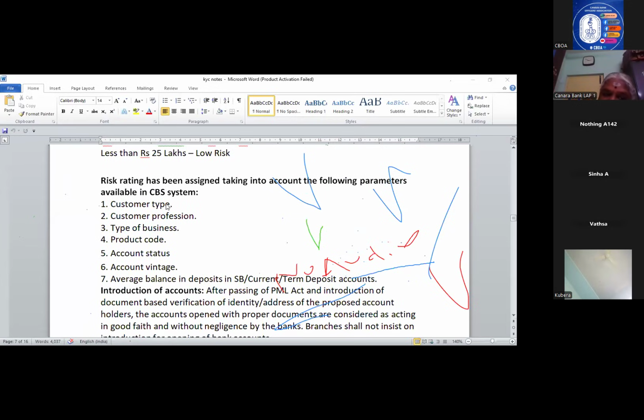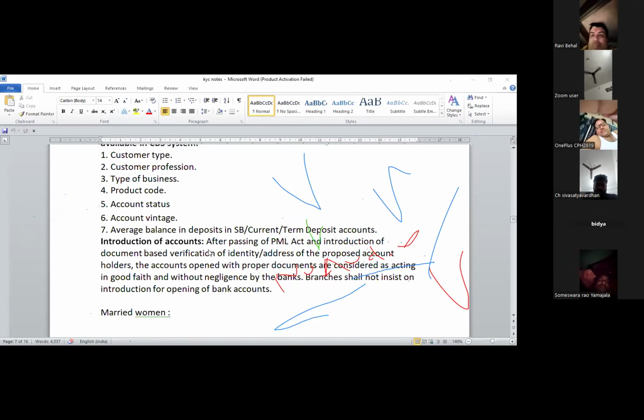It takes into account these 7 parameters: customer type, customer profession, type of business, product code, account status, and account vintage. Account vintage means the period for which the account has been there. Then average balance in deposits in SB, current and term deposit accounts. Another thing, any new account for the first 6 months will be categorized as high risk. After that, based on their status or profile, it will be changed. Okay, first introduction of accounts is now not required. Earlier days it was there.